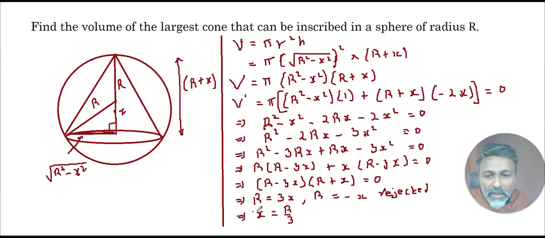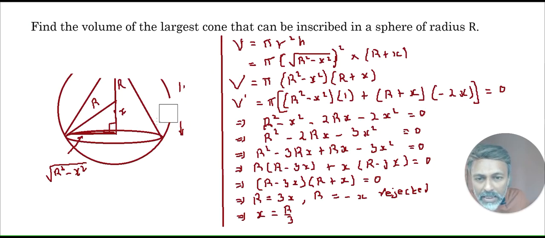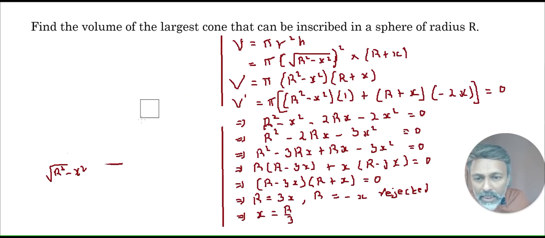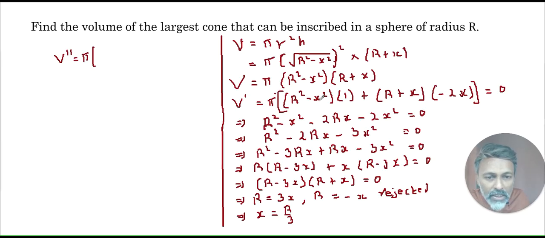We know this step is an essential thing in the second order derivative, that is, we need to show that the second derivative is negative. Let us remove this figure, not required now, and let us take the second derivative. So v double dash is equal to pi times, we are differentiating from this step, r square minus x square derivative is minus 2x plus r plus x into minus 2x derivative is remaining.